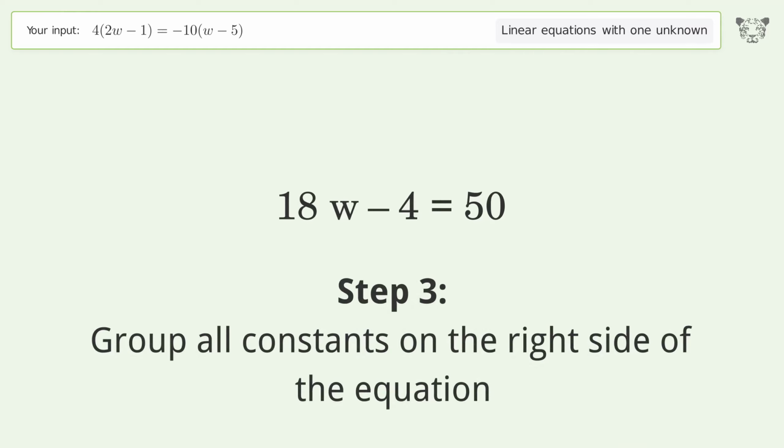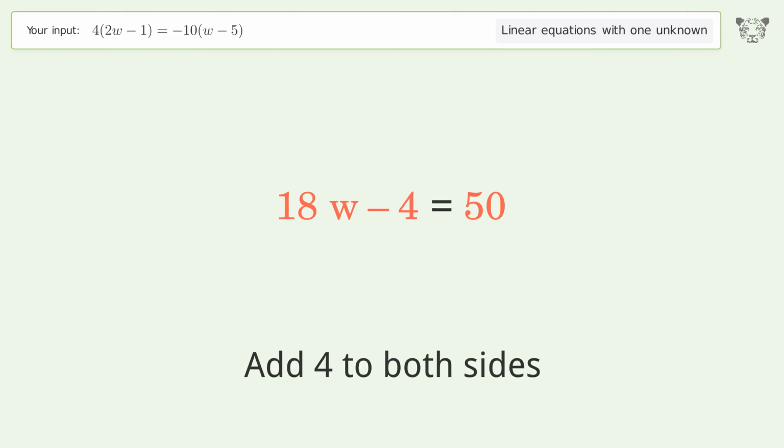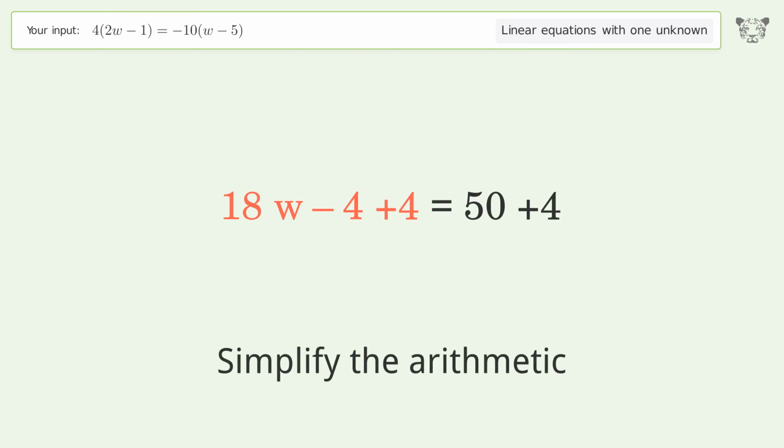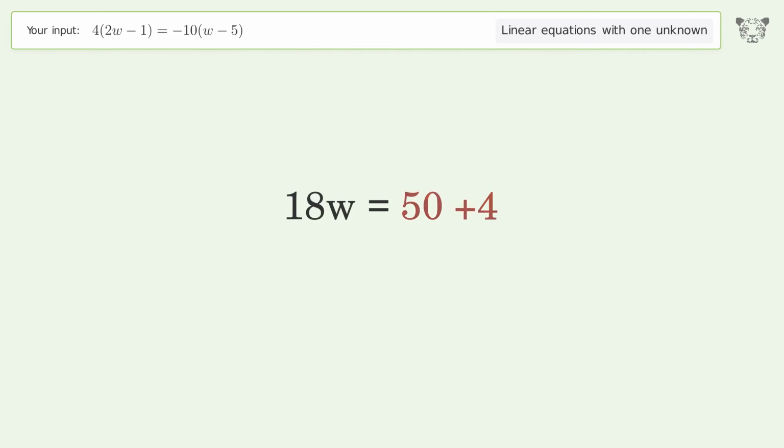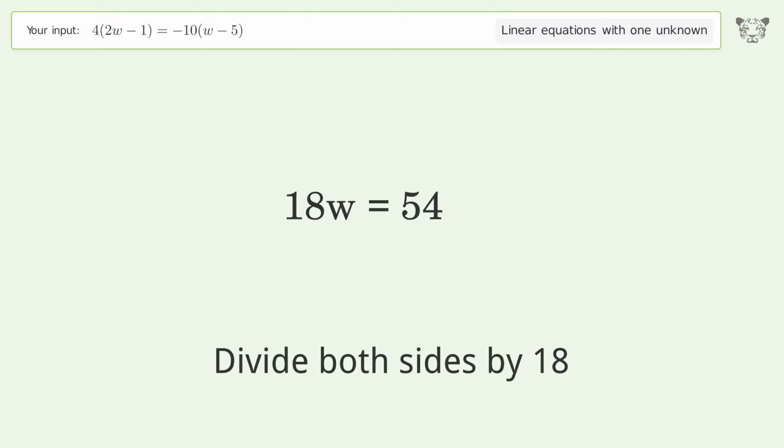Group all constants on the right side of the equation. Add 4 to both sides. Simplify the arithmetic. Isolate the w. Divide both sides by 18.